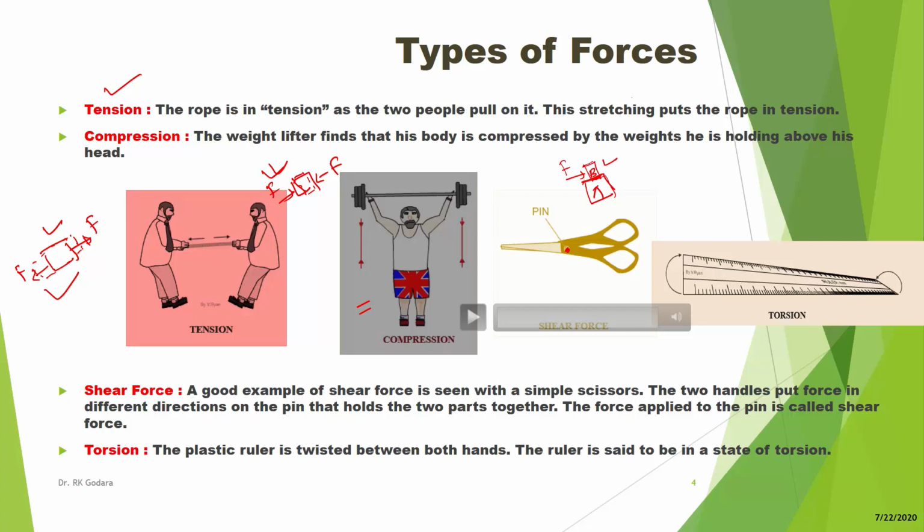Next is the example of torsion. If this plastic ruler is twisted between both hands, the ruler is said to be in a state of torsion. So there can be tension, compression, shear force and torsion.